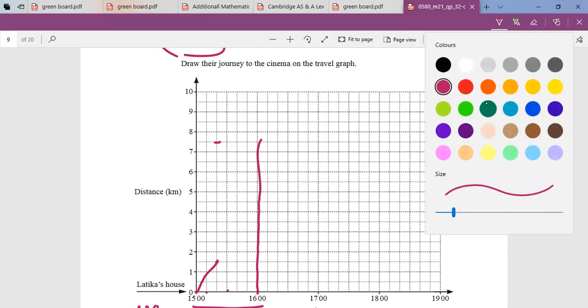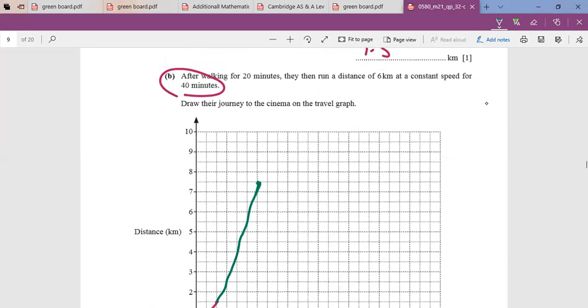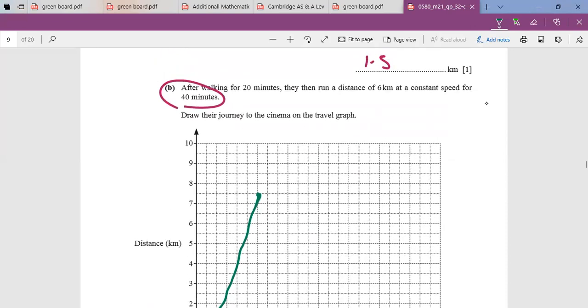Okay, let me just change the color. So in short, take note of this point. You need to draw with a ruler, it will go upwards like that. Okay, that is the first part. So that is the first part. So up to somewhere here for 40 minutes. All right. So this is where we are supposed to end for the first part.